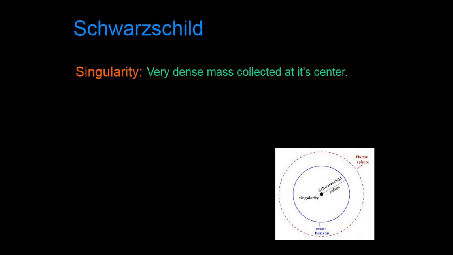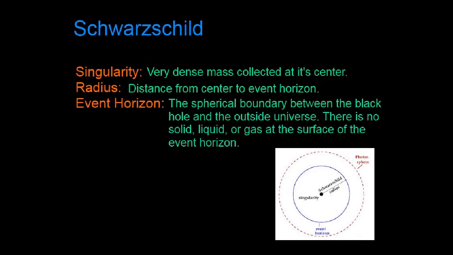So it has a singularity, which is a very dense mass collected at its center. It has a radius, which is the distance from the center to the event horizon. And then you have the event horizon, which is the spherical boundary between the black hole and the outside universe. There is no solid, liquid, or gas at the surface of the event horizon.